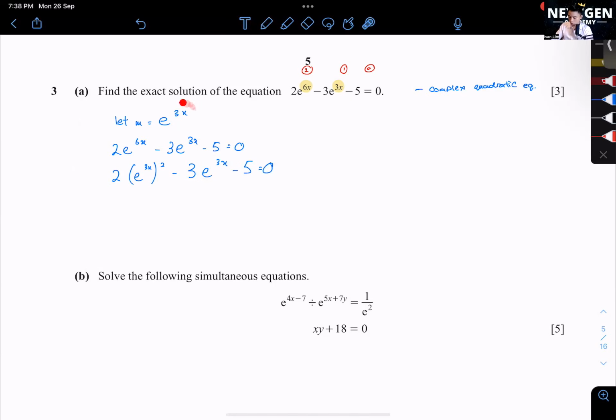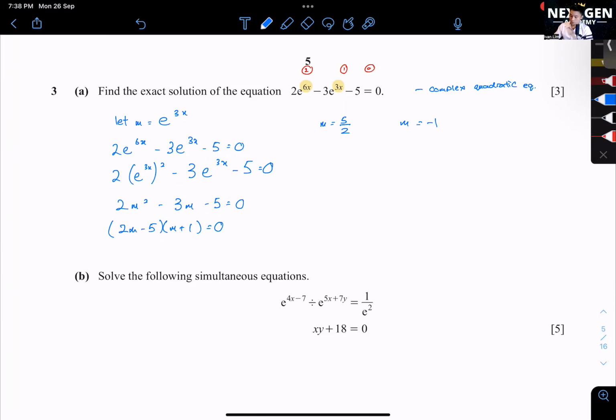You see, our goal is that we want to replace this e to the power of 3x so that we can change it to a quadratic equation like this: 2m squared minus 3m minus 5. Then we factorize it. We should get m plus 1 equals 0, then m equals 5 over 2 and m equals -1.